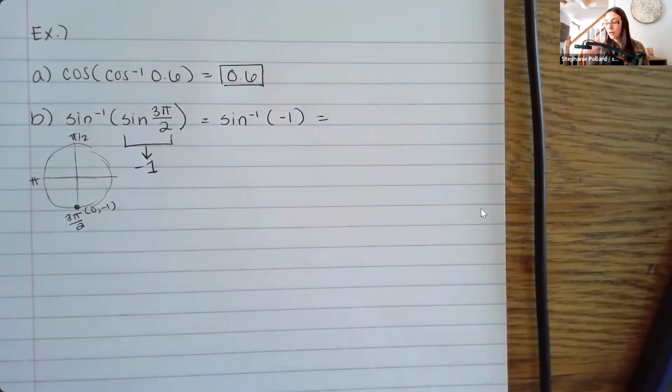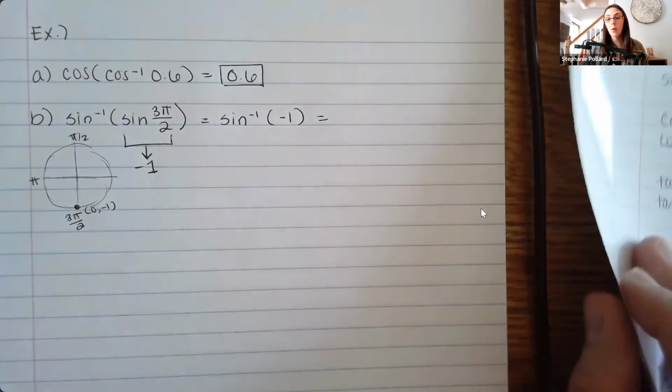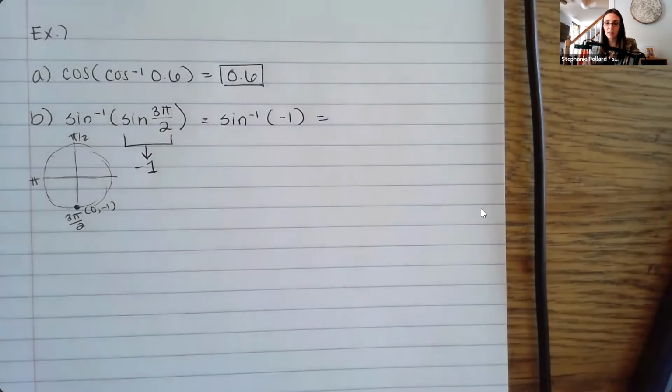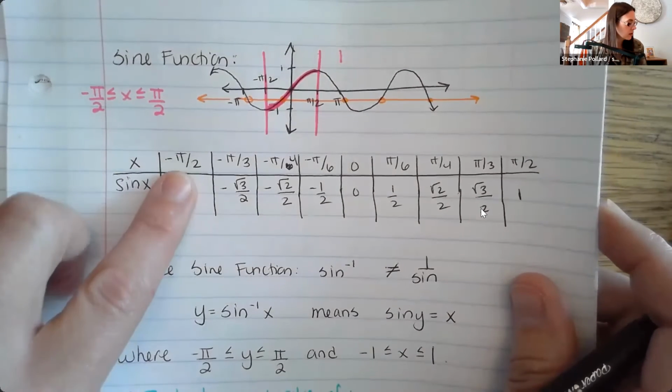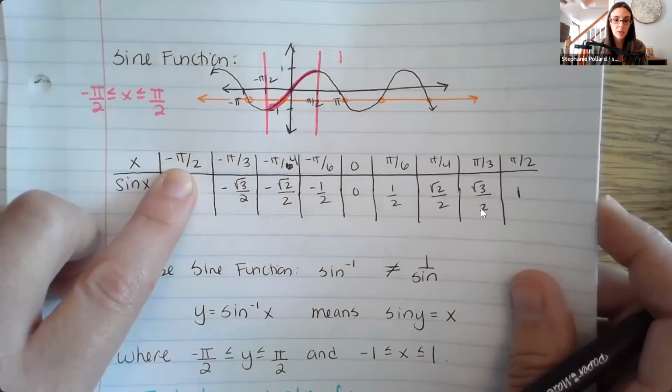Now, the inverse sine function of -1, we can go ahead and do that. That is in the domain for the inverse function. And again, you can take out a little chart here, or you could use the unit circle, and the answer there is going to be negative pi over 2.